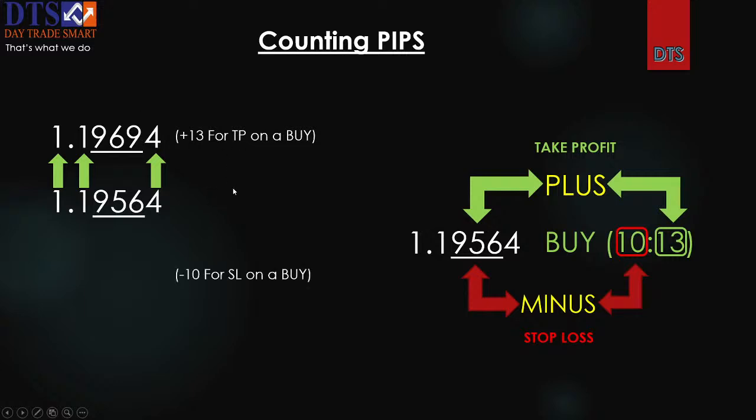And then my stop loss, I would minus 10 pips. So 956 minus 10 pips is 946. And then I would carry down the 1.1 and carry down the 4. So then my stop loss would be 1.19464. That's how I would do it for a buy.